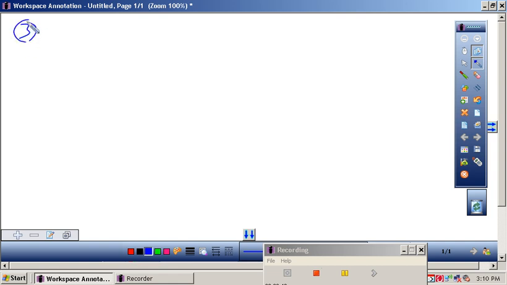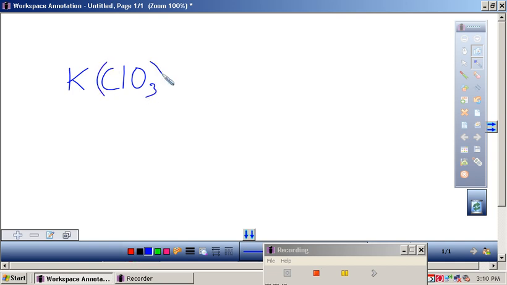Number 3. So I'm going to decompose something. I'm going to decompose some potassium, not phosphorus. I'm going to decompose some potassium chlorate. Chlorate is a polyatomic. I know it's a polyatomic because it ends in ATE. So I go and I look that up. And it tells me my formula is ClO3.